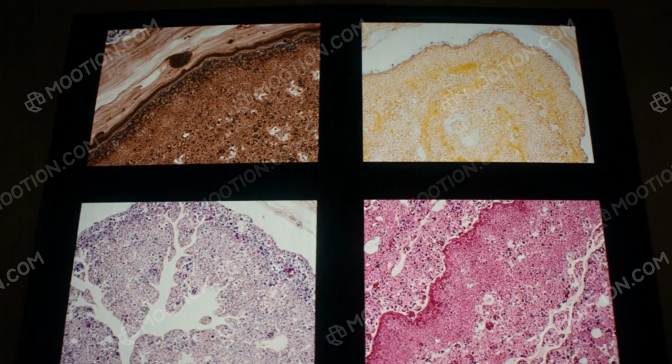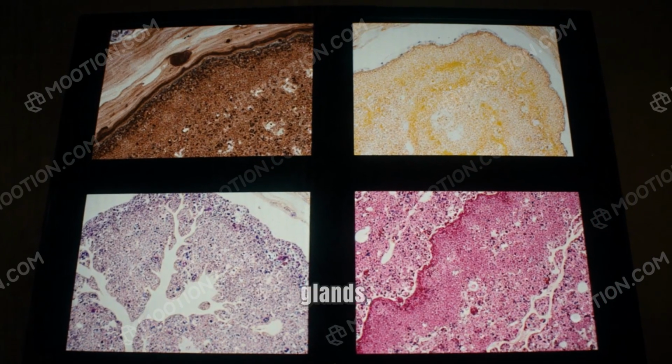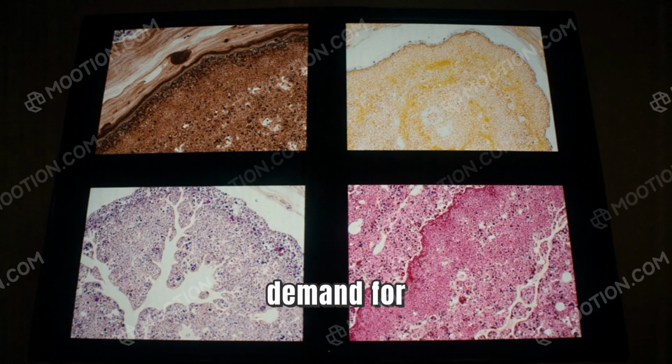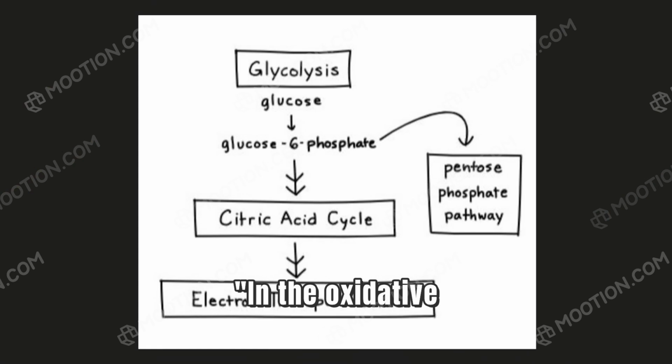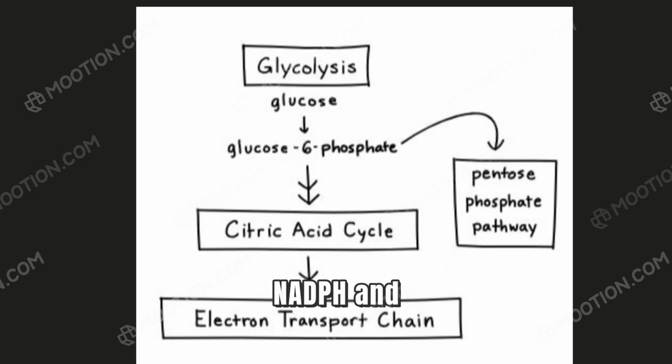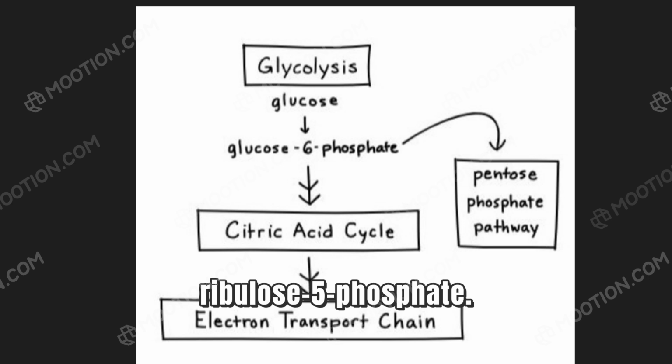It's especially active in tissues like the liver, adrenal glands, fat tissue, and red blood cells, where there's a high demand for NADPH or nucleotide synthesis. PPP has two phases, the oxidative phase, which is irreversible, and the non-oxidative phase, which is reversible. In the oxidative phase, glucose 6-phosphate is oxidized to form NADPH and ribose 5-phosphate.